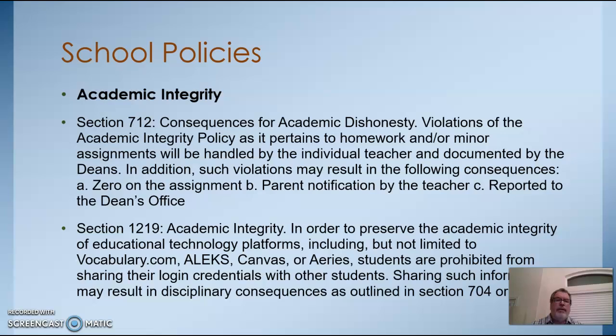Some school policies I just want to highlight. I'm not going to read these to you, but it's very, very important that you understand Section 712 and Section 1219 as it pertains to academic integrity, and it's important that the students understand what that encompasses as well.